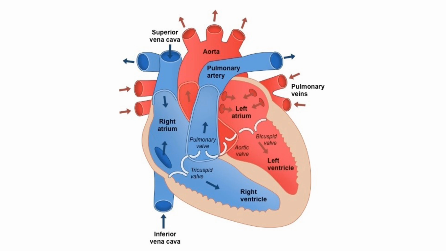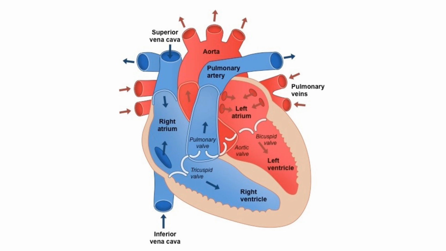Then from the right ventricle the blood goes to the pulmonary valve. From the pulmonary valve the blood goes to the pulmonary artery, and the pulmonary artery gives this deoxygenated blood to the lungs. In the lungs, oxygenation takes place, which is the process of mixing oxygen with our deoxygenated blood. So the deoxygenated blood becomes oxygenated.